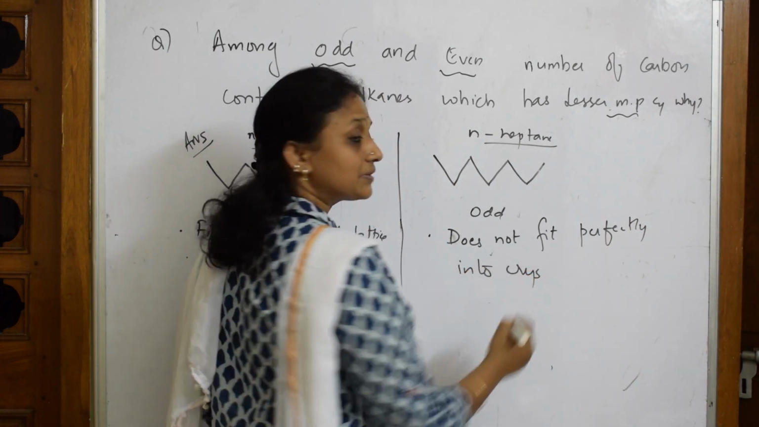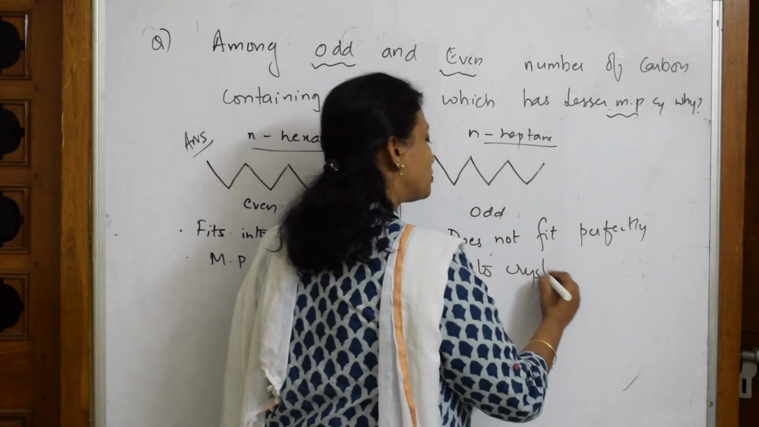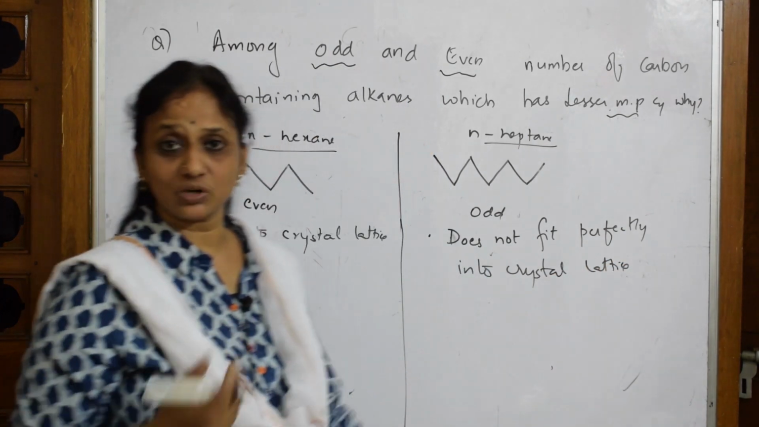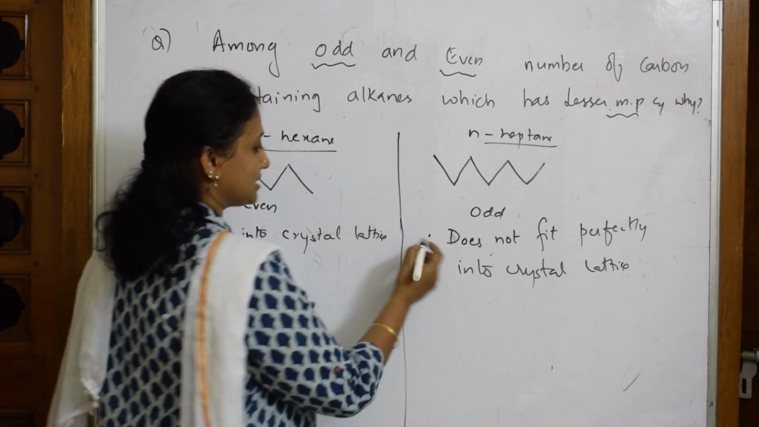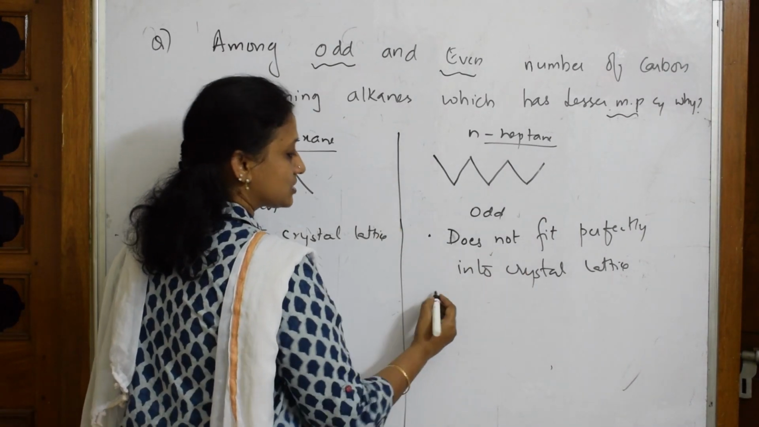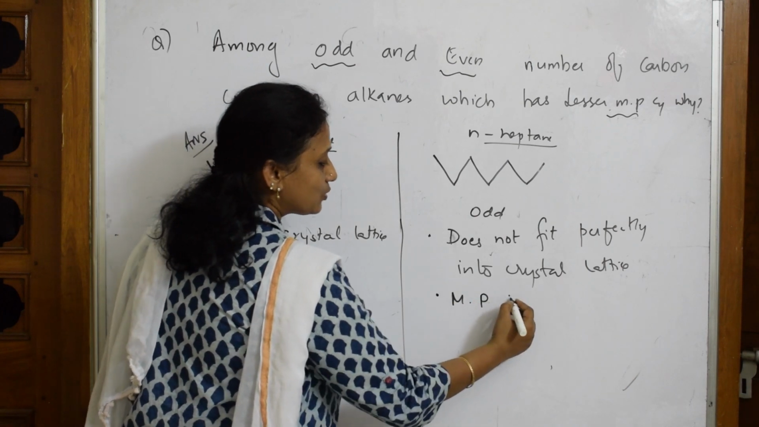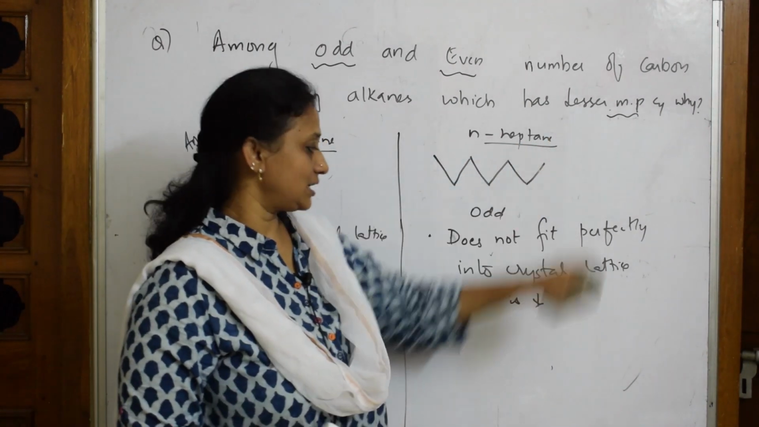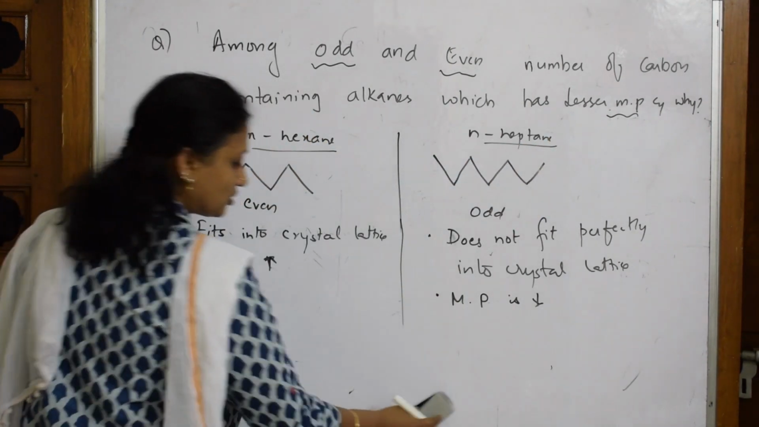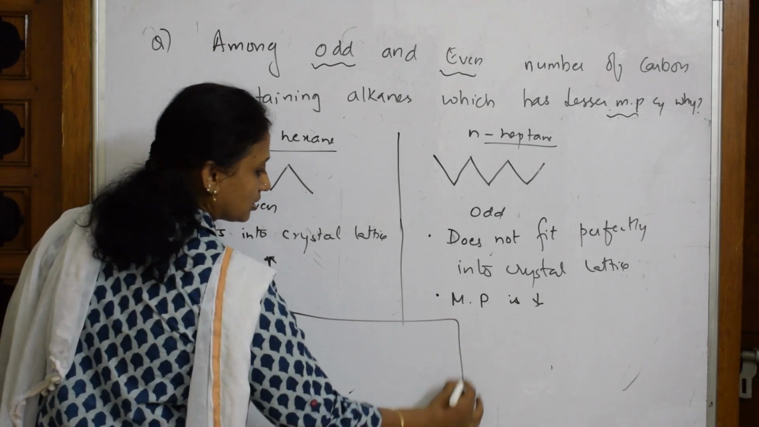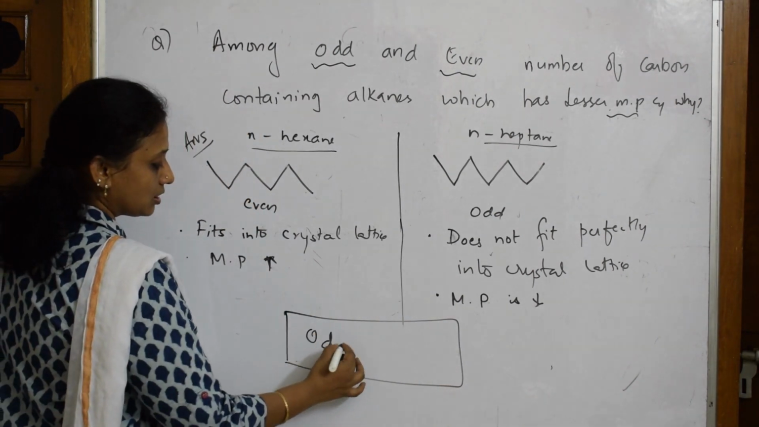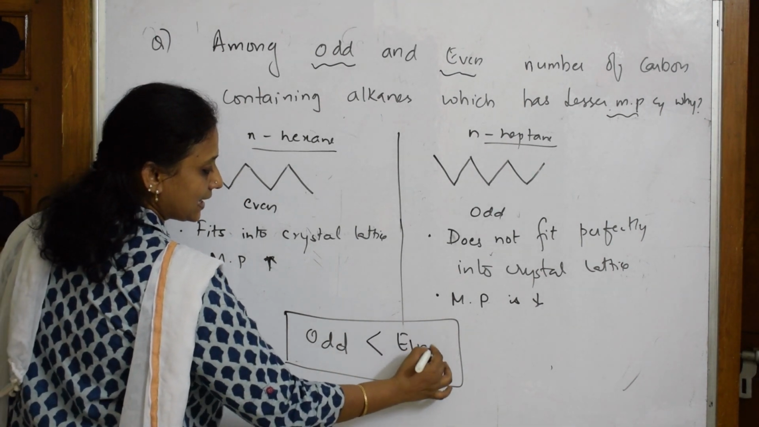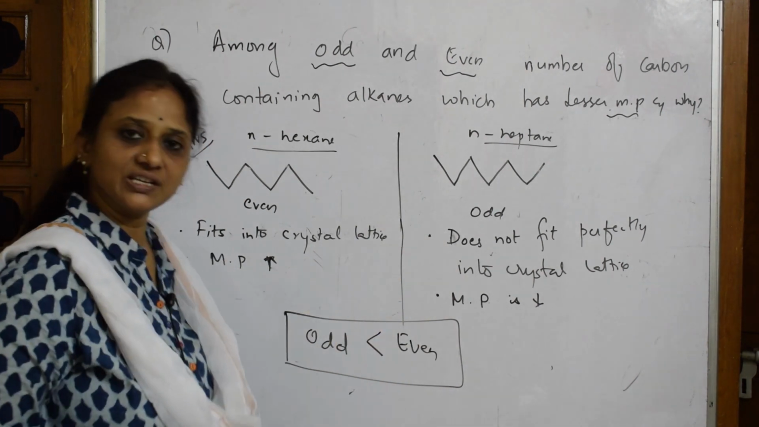When it does not fit perfectly into the crystal lattice, should I use more melting point? Not required, isn't it? So the melting point I require will be less. Let's write that: it does not fit perfectly into crystal lattice, so the melting point will be lesser. Which is having the lesser melting point? This one. Now let's write the order: odd alkanes will have less melting point than even alkanes, because of this reason.